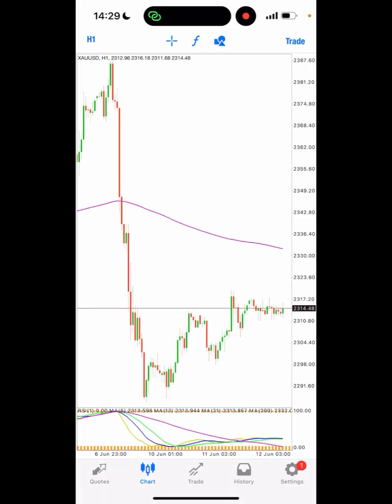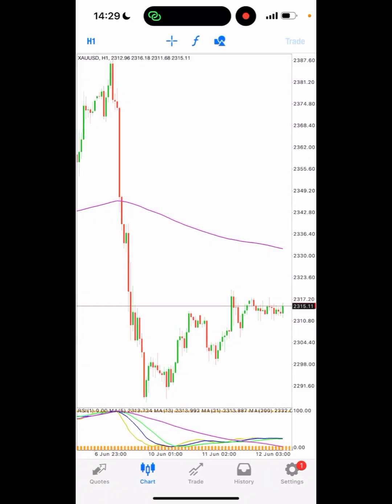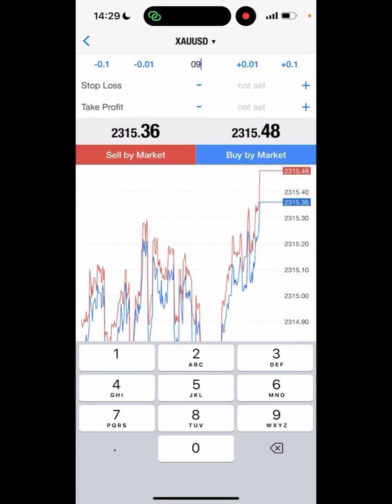All right, guys, I just finished giving the signal to my VIP signal group, my news signal group. So right now, guys, we're gonna buy this currency. We're gonna buy right now because at 3:30 it's gonna pop.